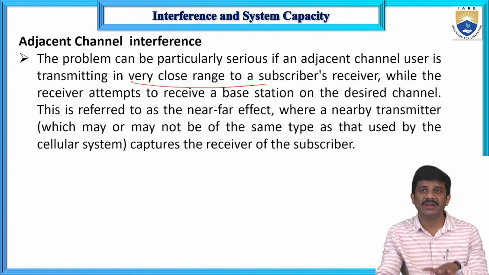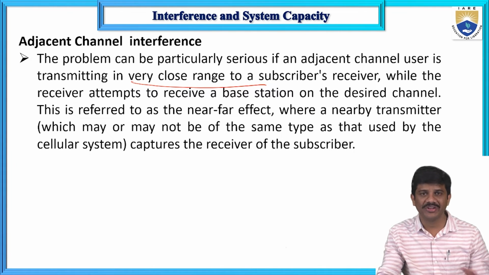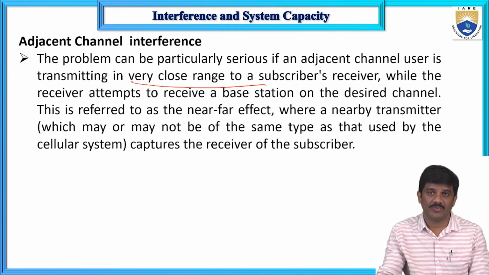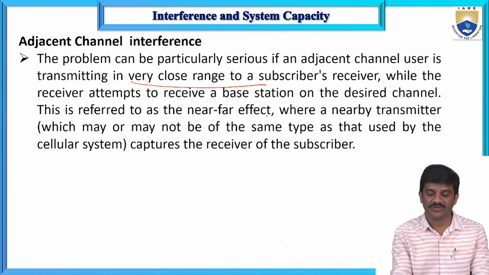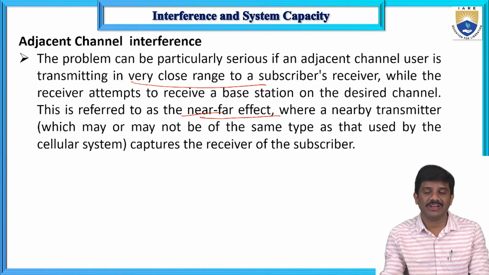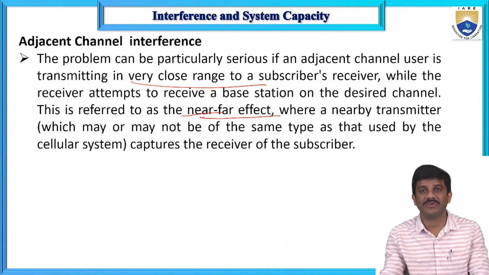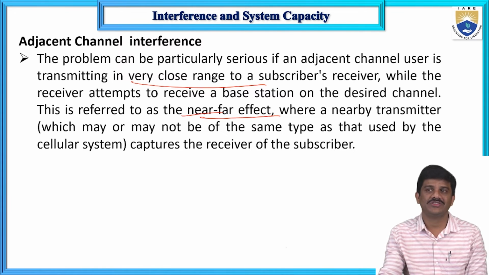Here, at a very close range of the subscriber, the same transmitter is transmitting to the closest or neighboring cells. Then at that time, when the receiver attempts to receive the desired channel from the base station, only adjacent channel interference will occur. This is referred to as the near-far effect. Nearby transmitters, which may or may not use the same frequency used by the cellular system, capture the particular receiver of the subscriber.